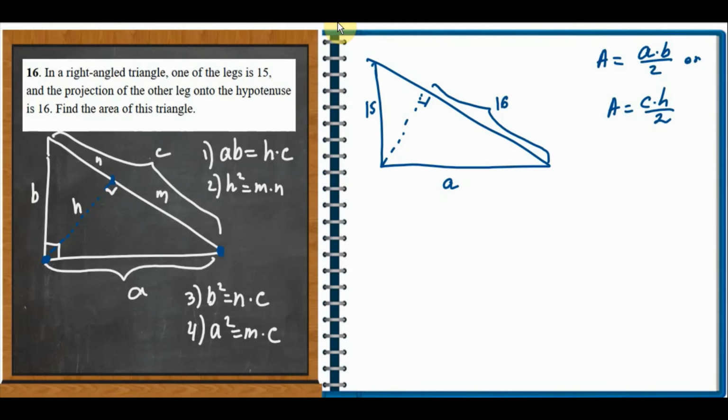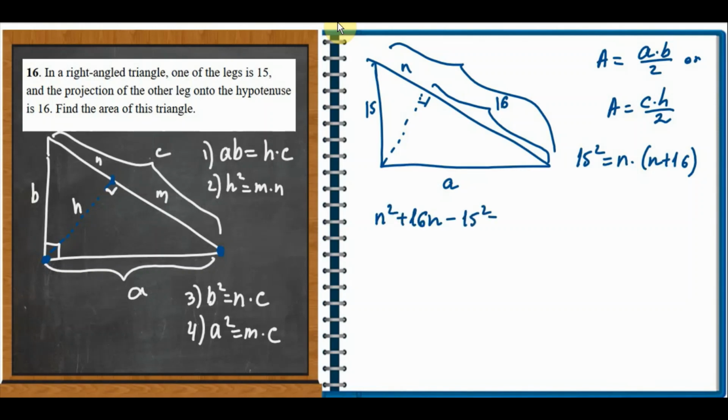So 15 squared is equal to N multiplied by (N plus 16), because the total hypotenuse is N plus 16. Let's try to solve this equation: N squared plus 16N minus 15 squared is equal to 0.